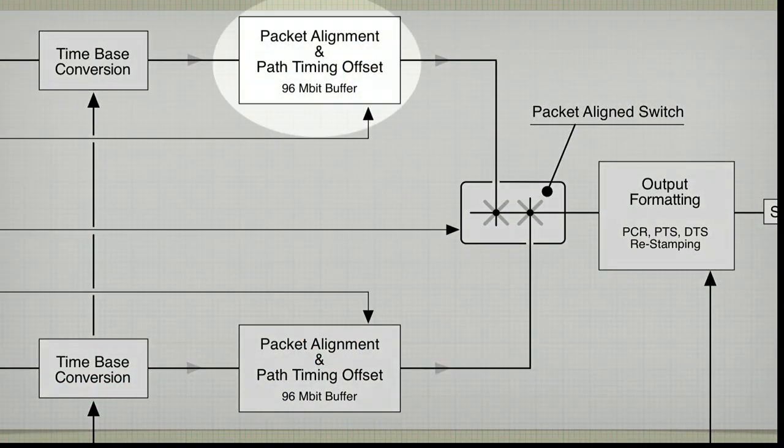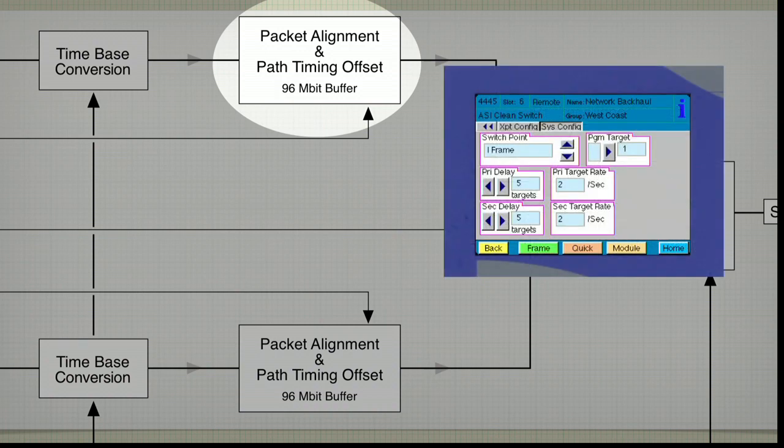So the 4445 ASI Clean Switch is going to look at the structure of the transport stream. It's going to look for I-frames and align them to each other. That mechanism is an essential part of the whole process. In order to do that, there are memory buffers, both in the primary and in the secondary path. Those memory buffers allow us to shift the timing of one stream with respect to the other.